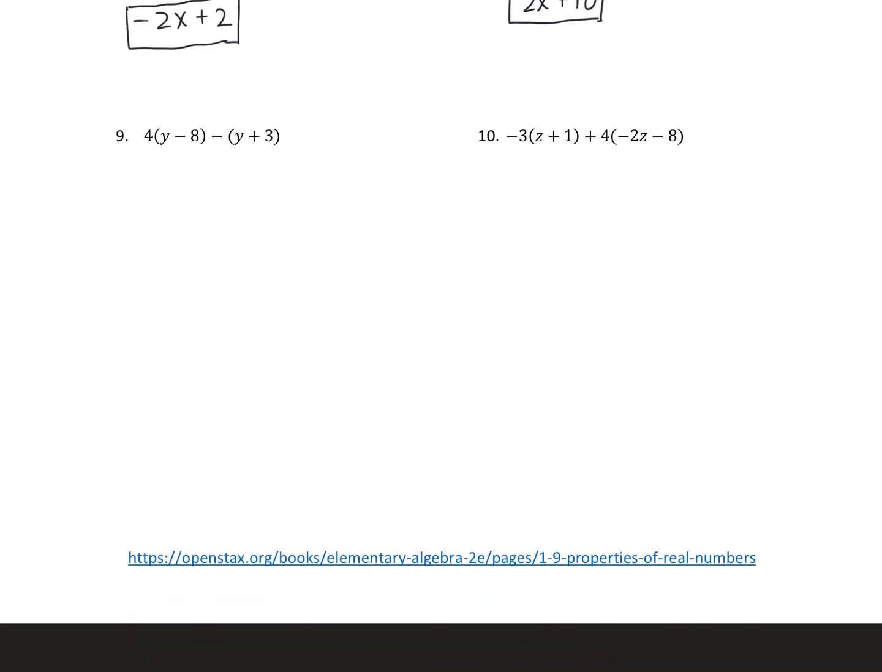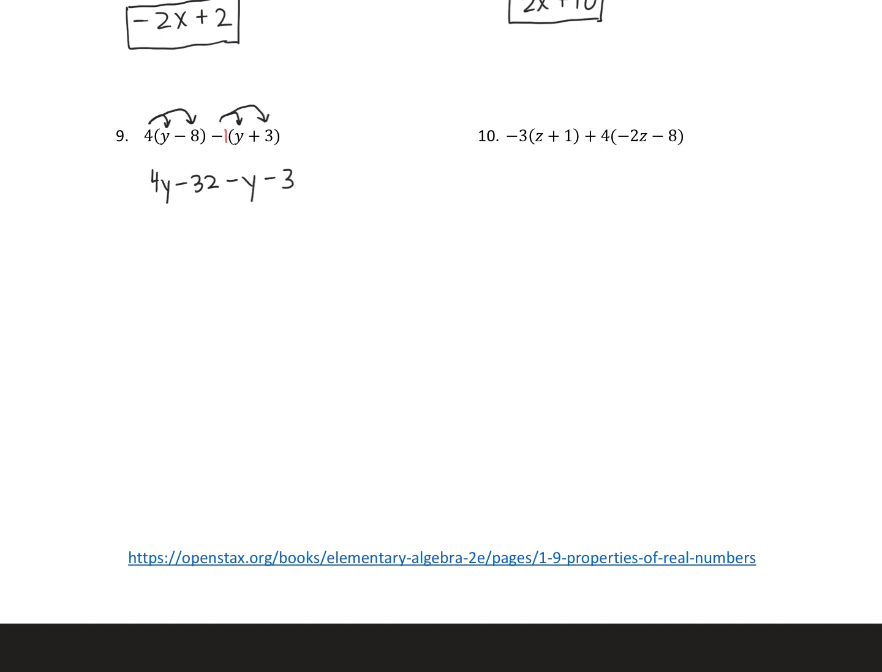All right, we've got two more, number 9 and number 10. So notice we have two parentheses now. We need to distribute twice here. So first, we're going to distribute the 4 to the parentheses following the 4. And then next, we'll distribute a negative 1 to the parentheses following the negative 1. So 4 times y is 4y. 4 times negative 8 is negative 32. And so now we're moving to the negative 1. So negative 1 times y is negative y. And negative 1 times 3 is negative 3.